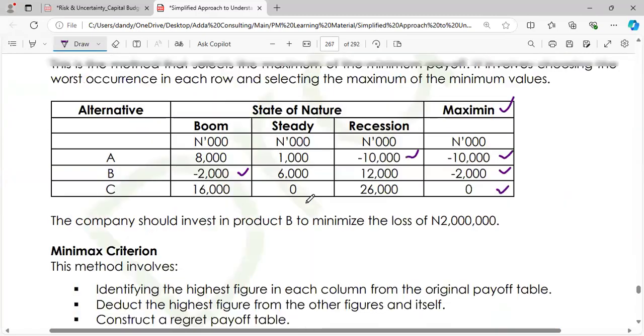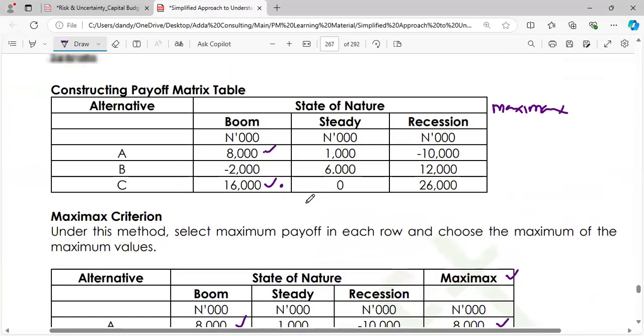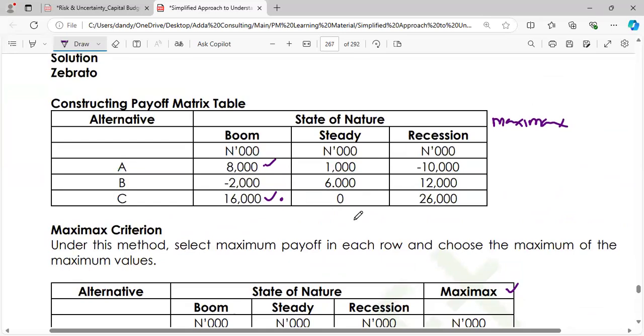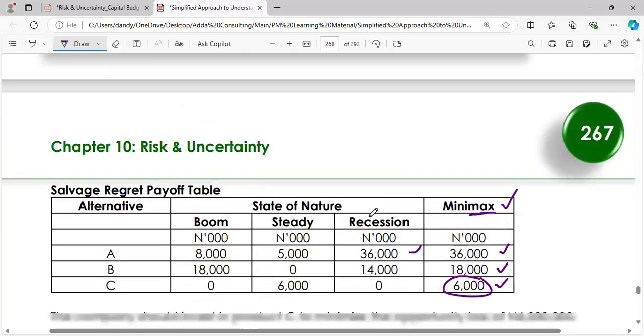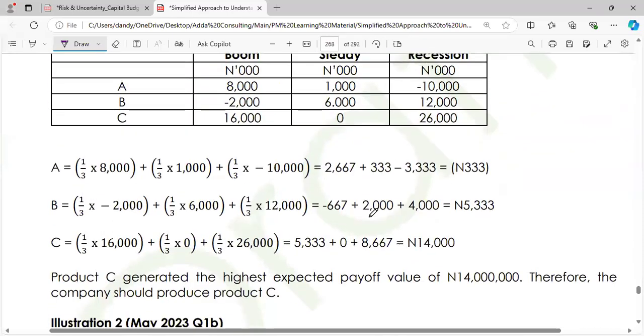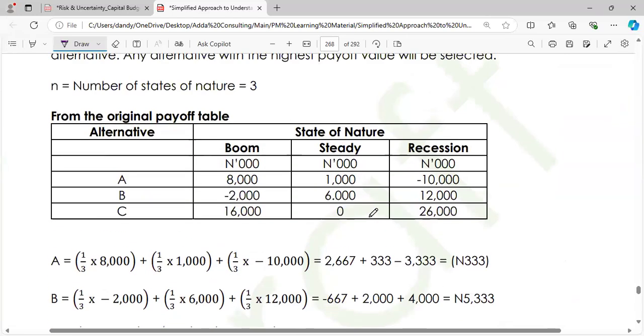So from the original payoff table, for alternative A, you are going to say 8,000 multiplied by 1 over 3 plus 1,000 multiplied by 1 over 3 plus minus 10,000 multiplied by 1 over 3. That's how you are going to do for all of them. Then at the end of the day, the one that has the highest expected value will be selected. So that's what we have done here. This is the original payoff table.